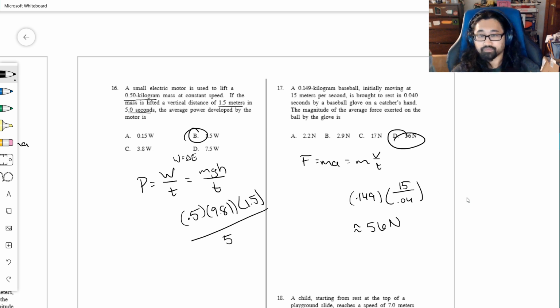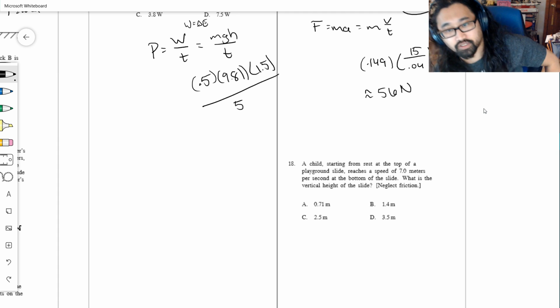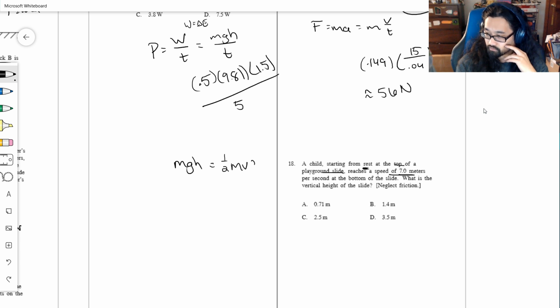And finally, we have the child on a slide. The last thing I'll say before I tell you about the short answers is just, if you're not sure what to do with a question, try throwing conservation of energy at it. At the beginning, they're at rest at the top of the slide. So that means they have potential energy. At the end, they're moving, and they're on the ground level, means they have kinetic energy.